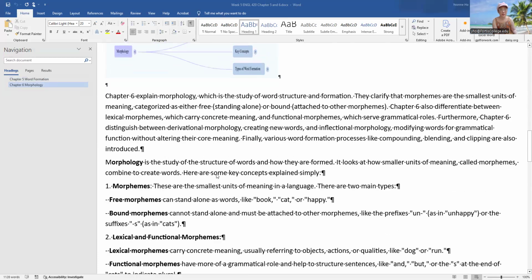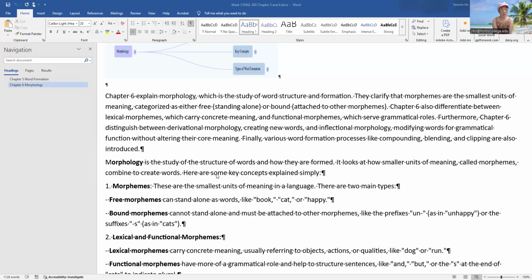Chapter 6 explains morphology, which is the study of word structure and formation. They clarify that morphemes are the smallest units of meaning, categorized as either freestanding, that is, they stand alone. So you could either have a free morpheme or a bound morpheme.